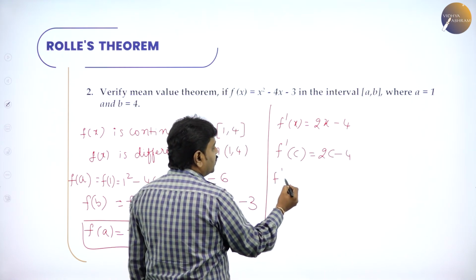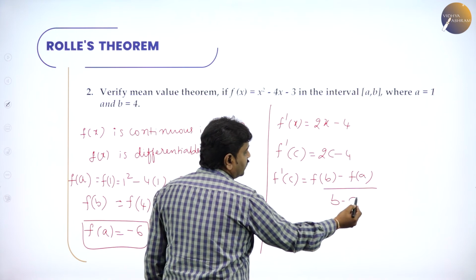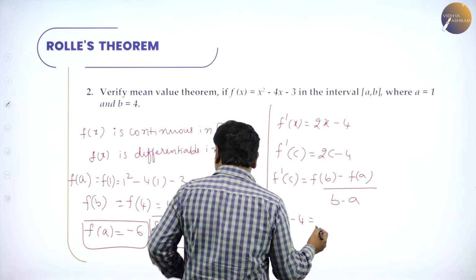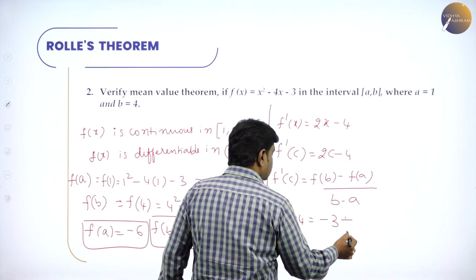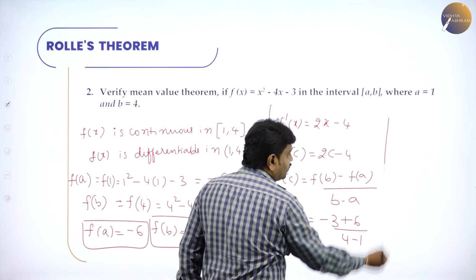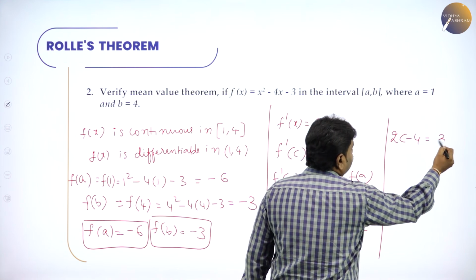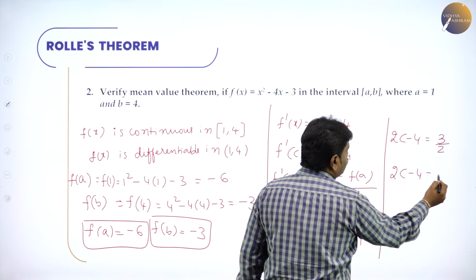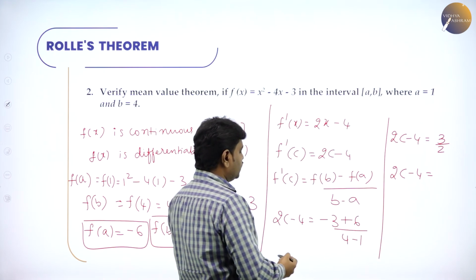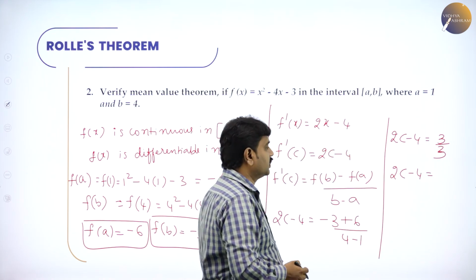And what is mean value theorem? F dash c is equal to f of b minus f of a by b minus a. So f dash c is what? 2c minus 4. So 2c minus 4 is equal to f of b, minus 3, minus of minus 6 becomes plus 6, divided by b minus a, that is 4 minus 1. Further simplify, LHS is 2c minus 4 and RHS becomes 3 by 3. So 4 minus 1 is what? 3. So it will become 1.